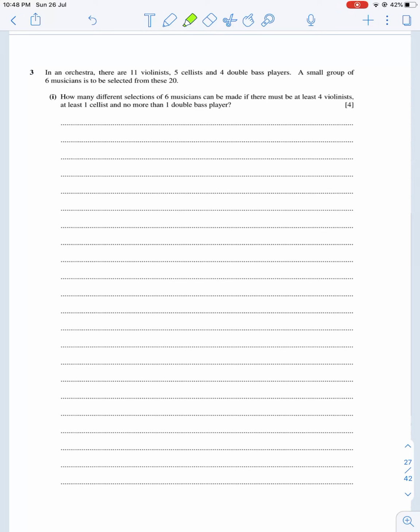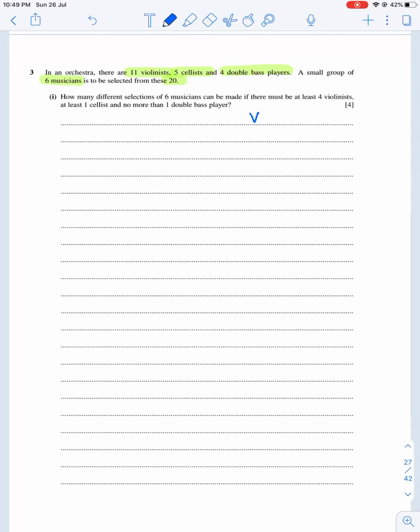The question says, in an orchestra there are 11 violinists, 5 cellists and 4 double bass players. A small group of 6 musicians is to be selected from these 20. How many different selections of 6 musicians can be made if there must be at least 4 violinists, at least 1 cellist and no more than 1 double bass player?